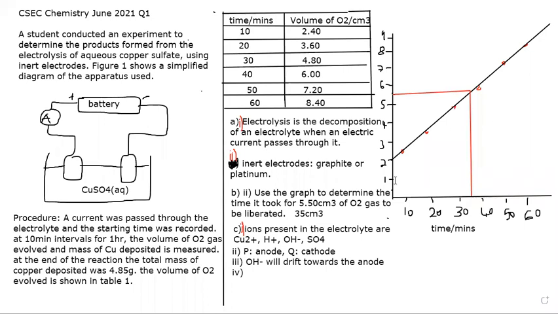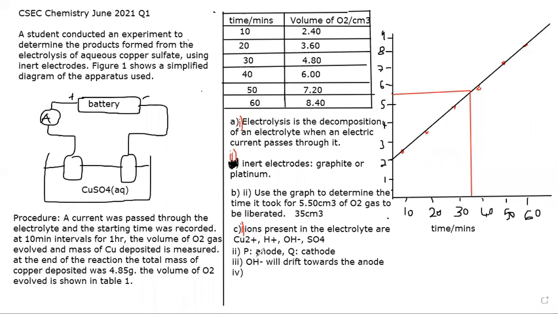All right, so part C asks us to identify the ions present in the electrolyte. If it is aqueous copper sulfate, that means the solid copper sulfate is dissolved in water. So you would have the copper ion from copper sulfate as well as the sulfate ion. So you have the copper 2 plus and the sulfate ion, and then you have the hydrogen ion and the hydroxide ion from the water.